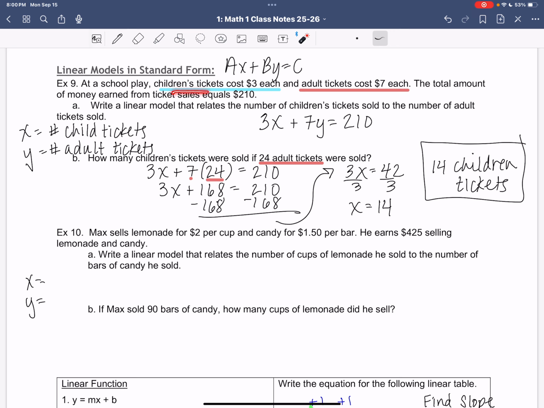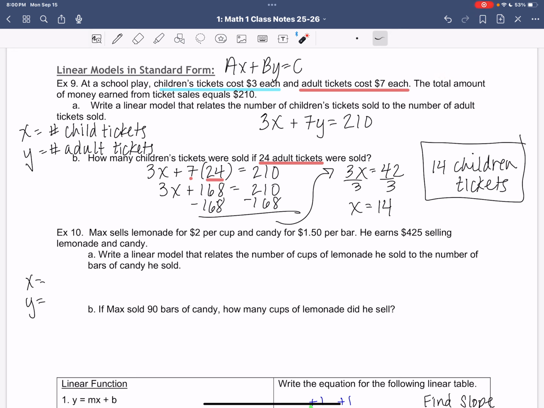So children's tickets cost $3 each, so that's one rate. Adult tickets cost $7 each, so that's another rate. And we said adults were Y, children were X. So the total amount earned equals 210. So since we're earning both of it, you're adding, equals 210. So that's your equation.